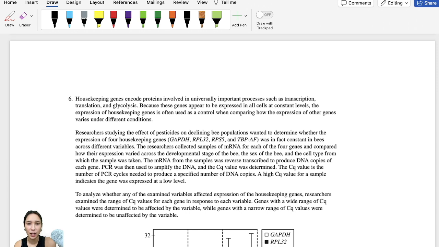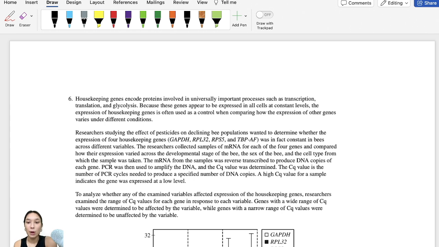Researchers studying the effect of pesticides on declining bee populations wanted to determine whether the expression of 4 housekeeping genes, GAPDH, RPL32, RPS5, and TBPAF, was in fact constant in bees across different variables. The researchers collected samples of mRNA for each of the 4 genes and compared how their expression varied across the developmental stage of the bee, the sex of the bee, and the cell type from which the sample was taken.